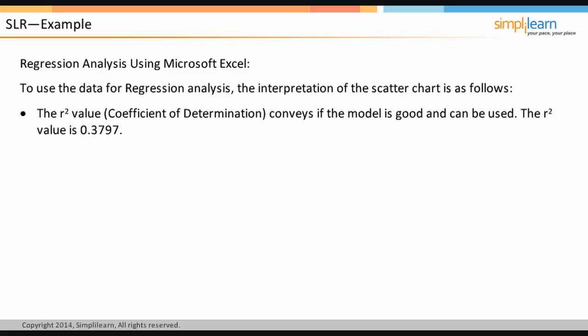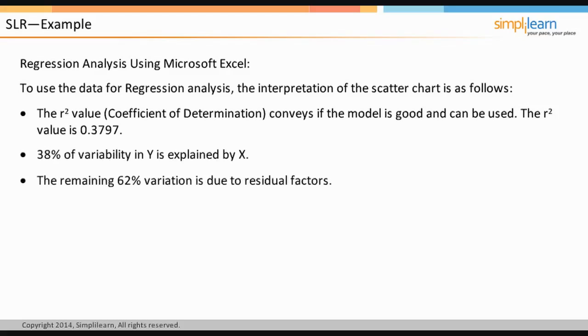0.3797. It means 38% of variability in Y is explained by X. The remaining 62% variation is unexplained or due to residual factors. Other factors like rain amount and variability, sunshine, temperatures, seed type, and seed quality could be tested. The low value of R² statistically validates a poor relationship between y and x. Thus, the equation presented cannot be used for further analysis.